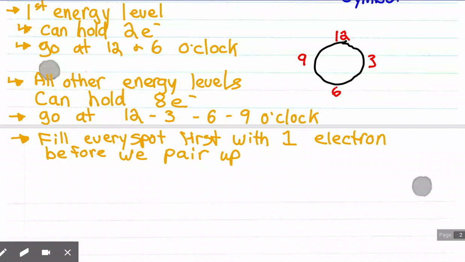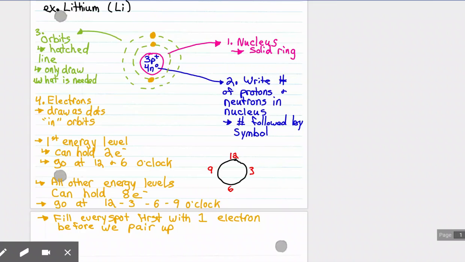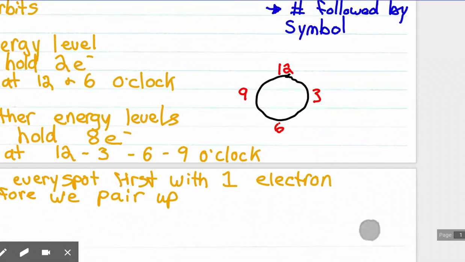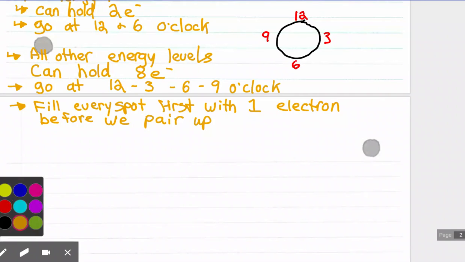I'm going to show you with another example. But before I do that, I'm just going to zoom out so you can see the whole thing. I want you to hit pause and make sure you have this all copied. All right, let's do a couple examples and show you what I mean about filling every spot first. All right, so our next example, we're going to do oxygen.